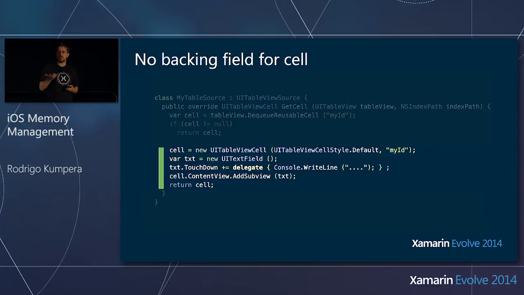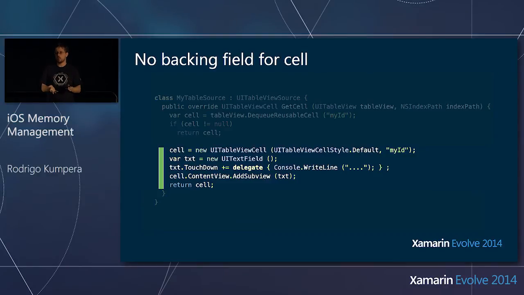What we're doing here is we're creating a table source. So on iOS, you create your table, and you create this table source that will feed the cells that will be displayed in your table. And that's what we're doing here. We're creating a new cell, we're adding a text field to it, we're setting an event handler, and we're returning the cell so the table can display it.